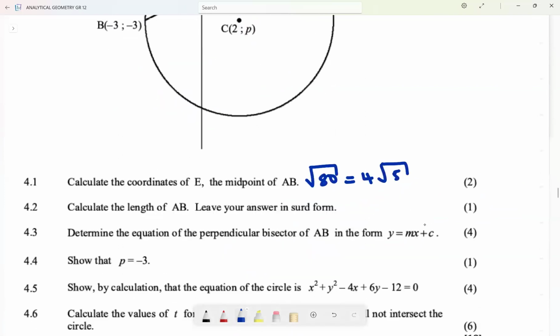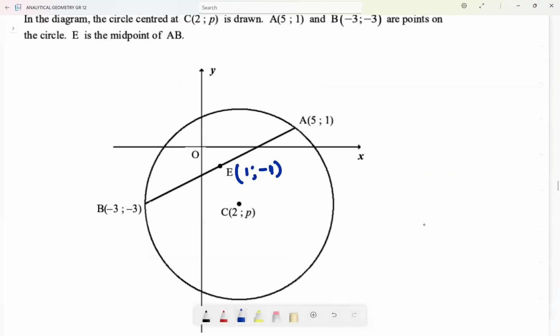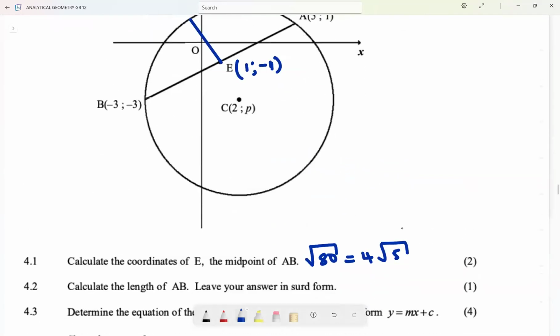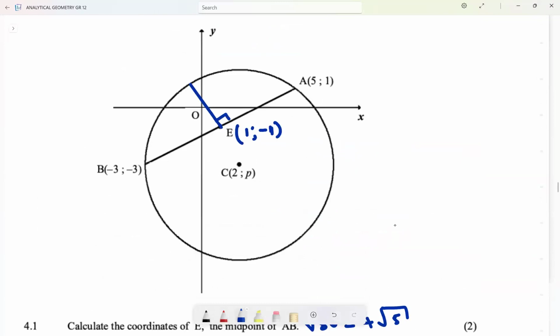Okay. Determine the equation of the perpendicular bisector. Guys, if this is a line, the perpendicular bisector is somewhere here. So the perpendicular bisector of AB is going to be somewhere here. I'm not sure which side it's going, but they want the equation of the perpendicular bisector. I know that if lines are perpendicular, it means the gradient of this one multiplied by the gradient of that should be equal to negative 1. And it is a perpendicular bisector of AB.